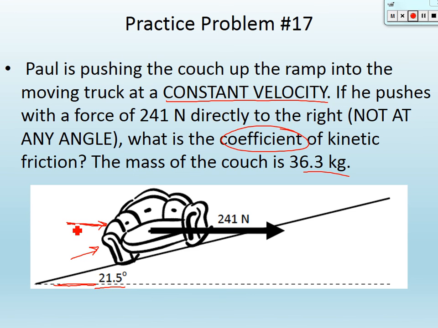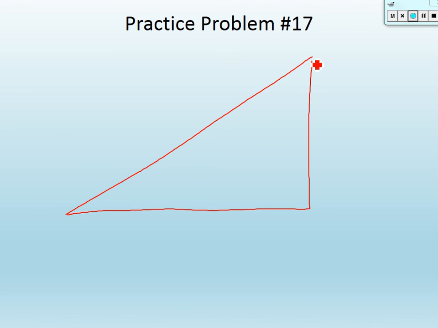So I need more space, so I've created another slide right here, and I'm going to draw the free body diagram with you just to help you get started. So we see that ramp. Let's try and draw it as big as we can here. And this is the couch. That's the couch. What was the mass of that couch? 36 point what?